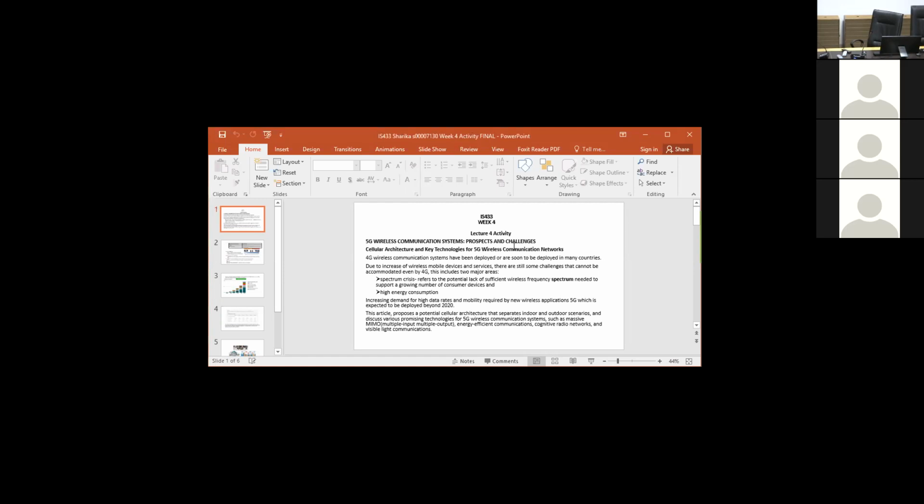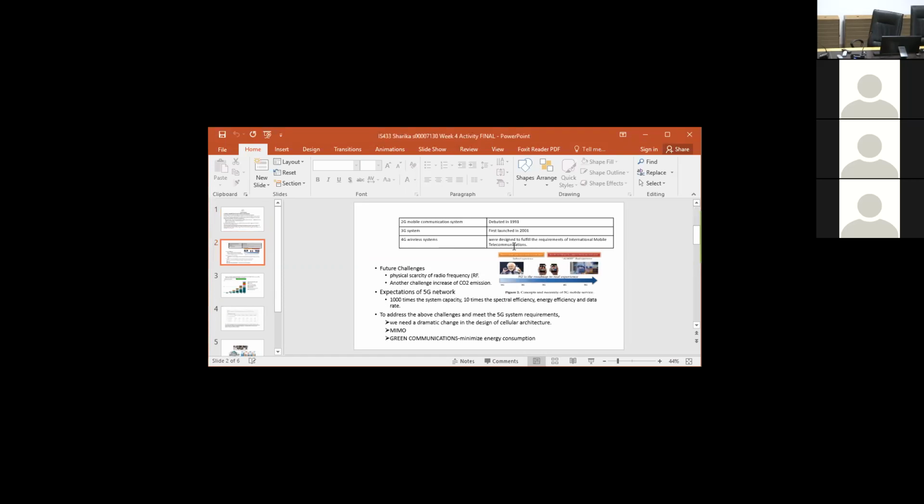So 5G is supposed to be deployed beyond 2020. And this article is trying to propose that we have to separate indoor and outdoor scenarios so that we can improve on 5G communication systems. And we are going to use MIMO, that is multiple input, multiple output, energy efficient communication, cognitive radio networks, and visible light communications.